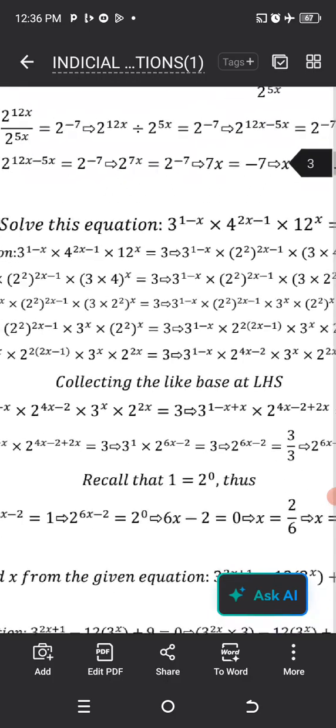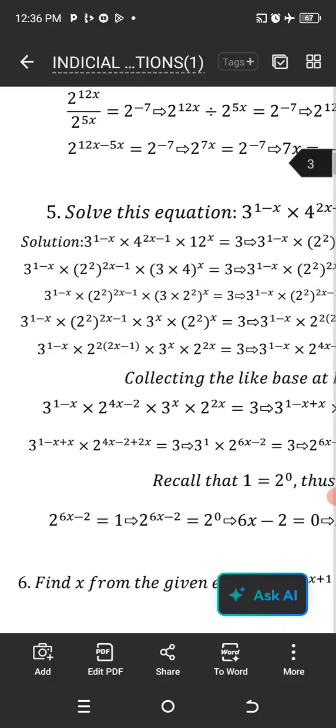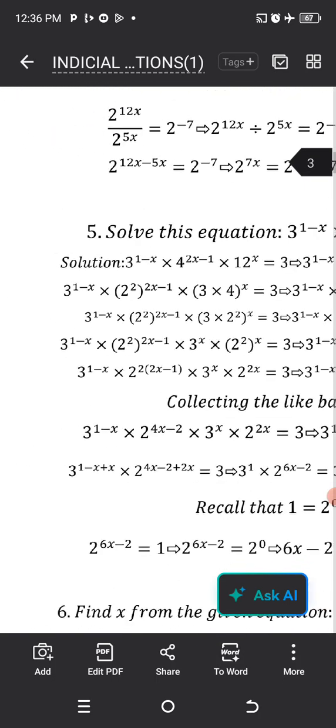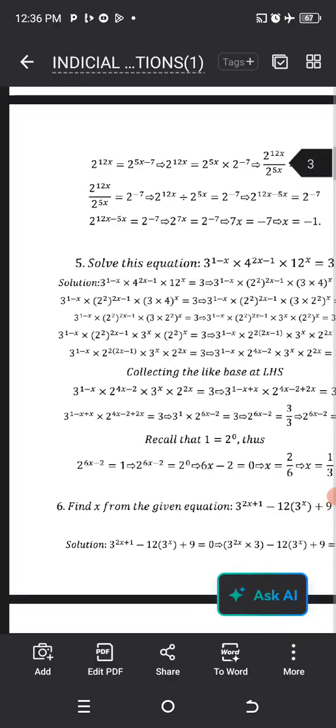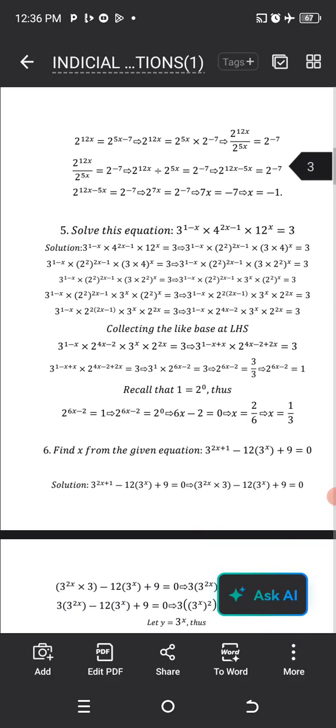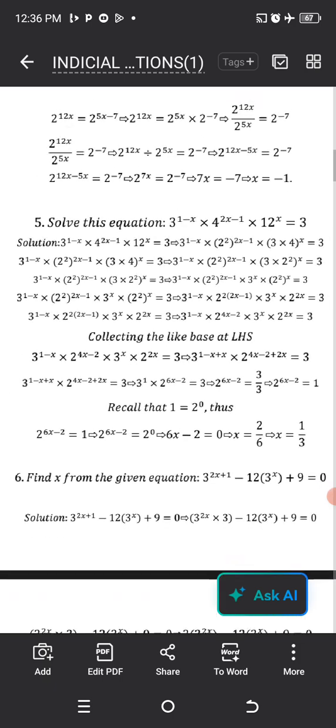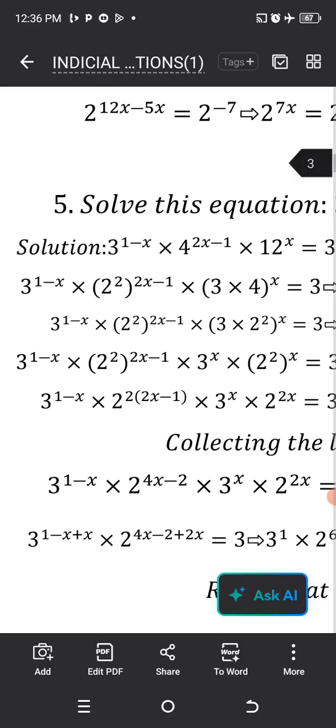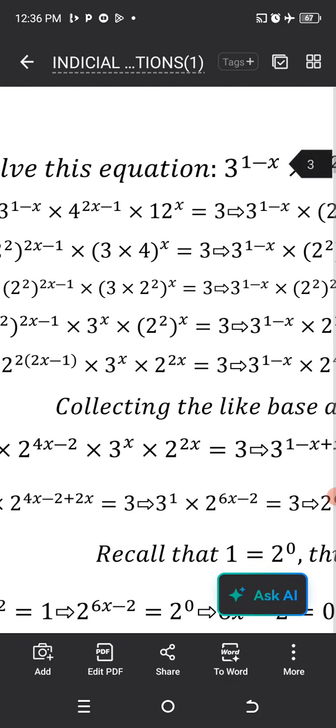And this is the solution for this expression. Don't mind that it's a little bit cumbersome, but you can just check this zoomed out solution first before I start explaining. And see, this is the solution here. It's well explanatory. Don't need to panic. So the solution is now that what? Let me follow from the solution line. So 3 raised to power 1 minus x multiplied by 4 raised to power 2x minus 1 multiplied by 12 raised to power x equals 3.